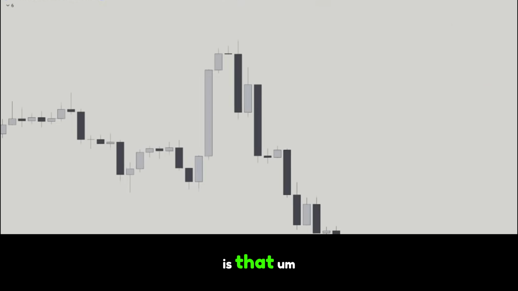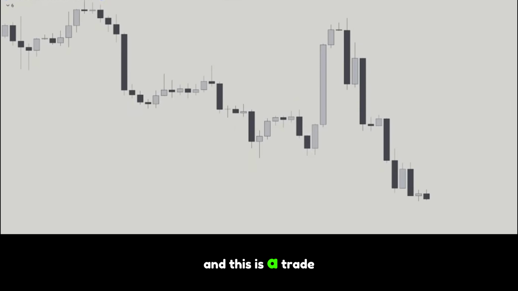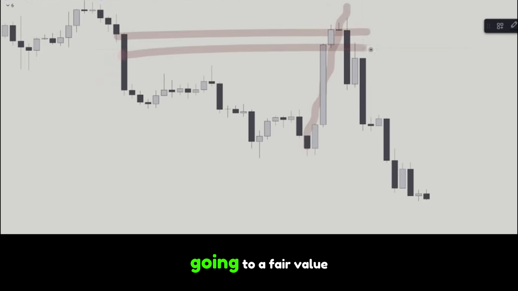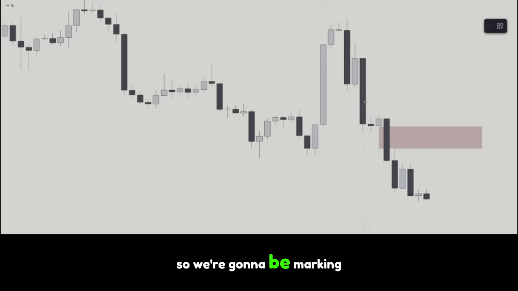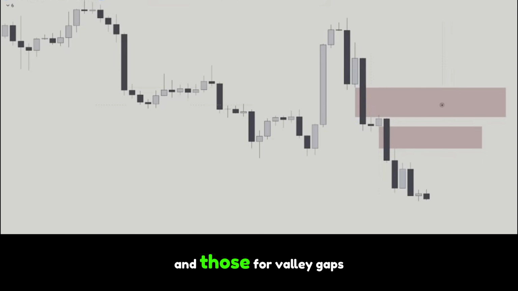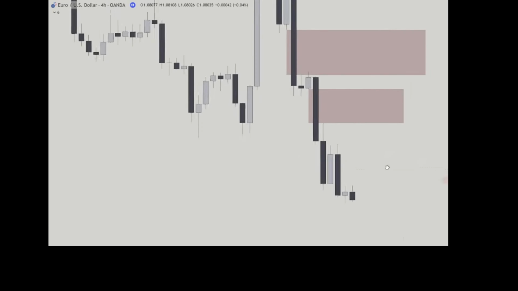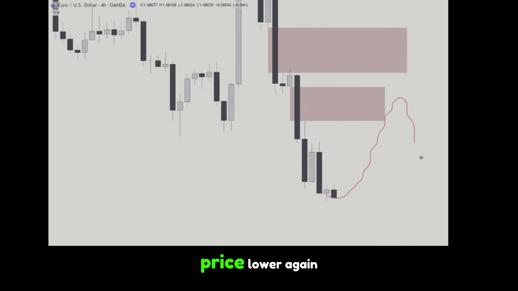So what we see here on the 4-hour, and this is a trade that we took in the Discord together, is price going up, going to a fair value gap, and then started going lower. Now we broke below this low with a fair value gap, so this fair value gap is a high probability one. Marking that fair value gap from here to here, there's also another fair value gap about here, a potential fair value gap. So we're going to be marking both of those, right? And those fair value gaps are high probability ones to push price lower again.